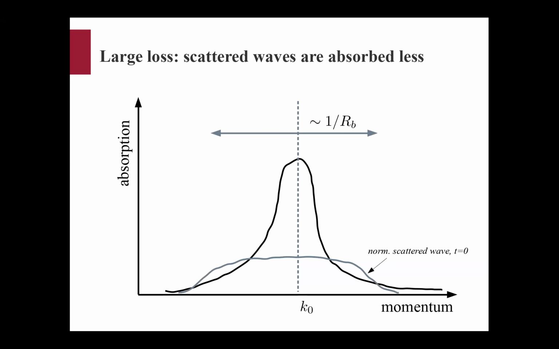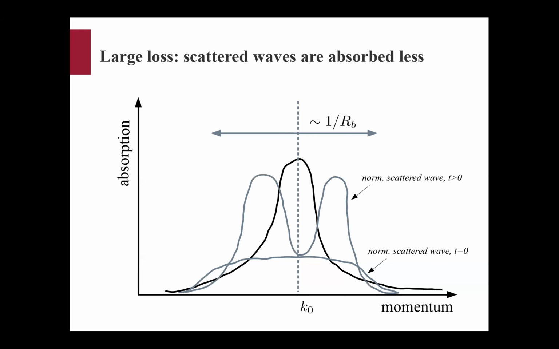But now, if there's a scattering event, these two photons will scatter into some momentum states that lie around the state zero, and the spread in momentum space is roughly given by one over the blockade radius. So after the scattering event, we have a polariton wave with components still at k zero, but also components at both higher and lower momentum.